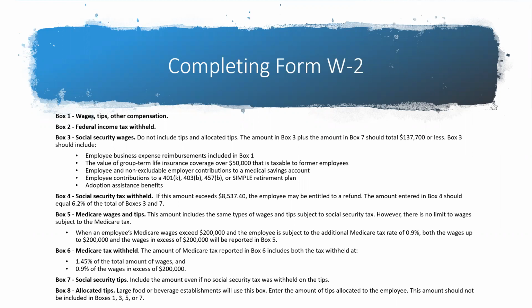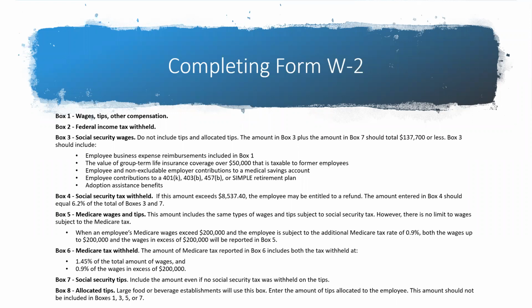I will point out that the Medicare wages are combined for both the additional Medicare and the regular Medicare. So the regular Medicare withholding limit is $200,000, and anything above that, there's an additional Medicare tax, and all of those wages go in box 5.